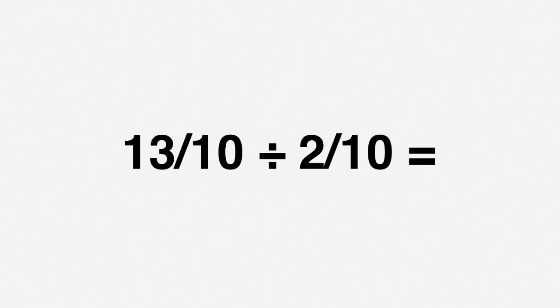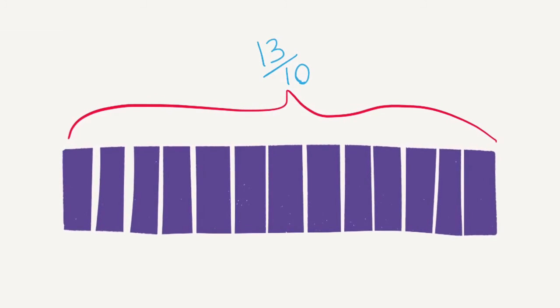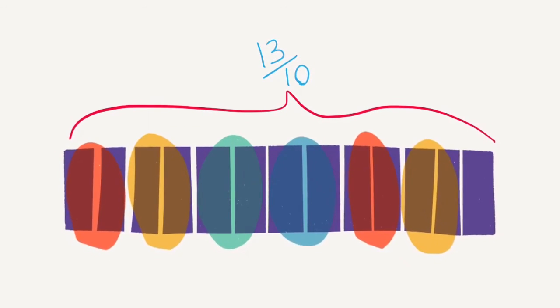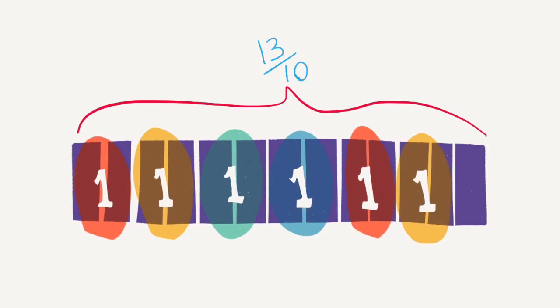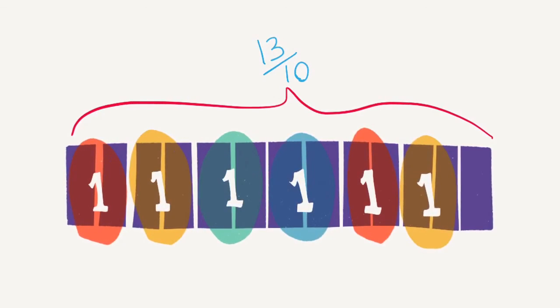How about 13/10 divided by 2/10? Here's my whole. Now, in this case, 10 make a whole. 13/10, right? 10 make a whole, but I need 13 of them. So I'm going to draw 13 boxes, label it 13/10, and start finding how many 2/10 there are. Okay, I can make groups of 2/10 like this. Then I can count how many groups of 2/10 I have. 1, 2, 3, 4, 5, 6.